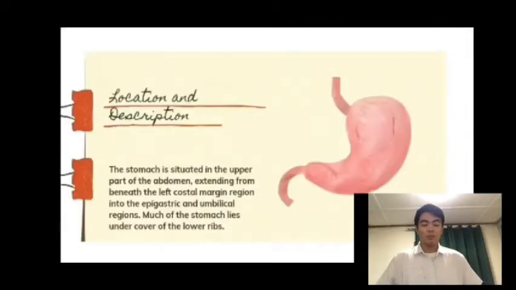Location and description. The stomach is the dilated portion of the alimentary canal. The stomach is situated in the upper part of the abdomen, extending from beneath the left costal margin region into the epigastric and umbilical region. Much of the stomach lies under cover of the lower rib. It is roughly J-shaped and has two openings, the cardiac and pyloric orifices, two curvatures, the greater and lesser curvatures, and two surfaces, an anterior and a posterior surface.